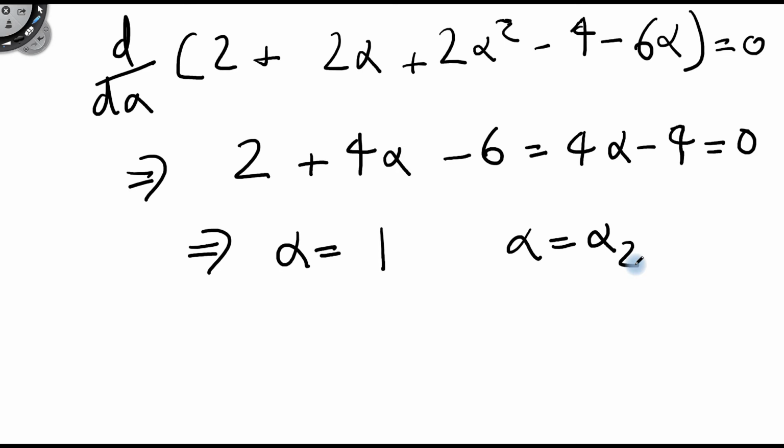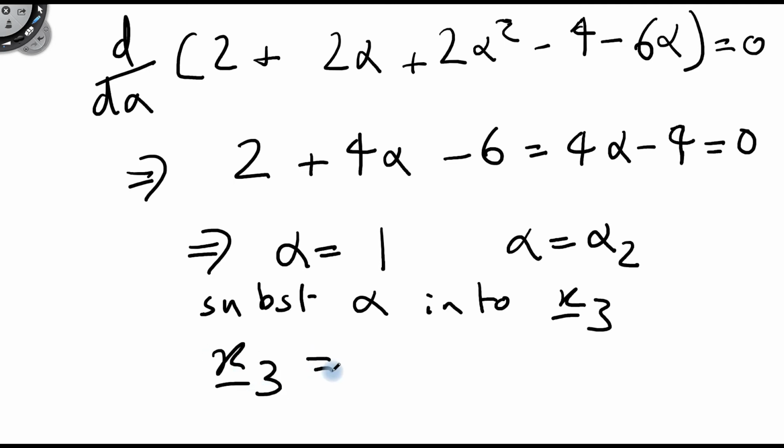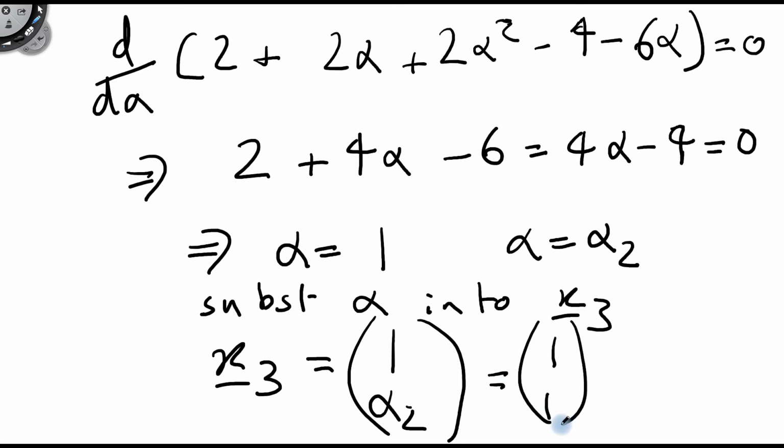So what we now need to do is to substitute alpha into x3. And we have then x3 equals 1 alpha 2, which equals 1 1. And that's where we're going to stop it. We're just going to do 2 steps. We're not going to torture ourselves. We'll just do enough steps to understand how the method will work.